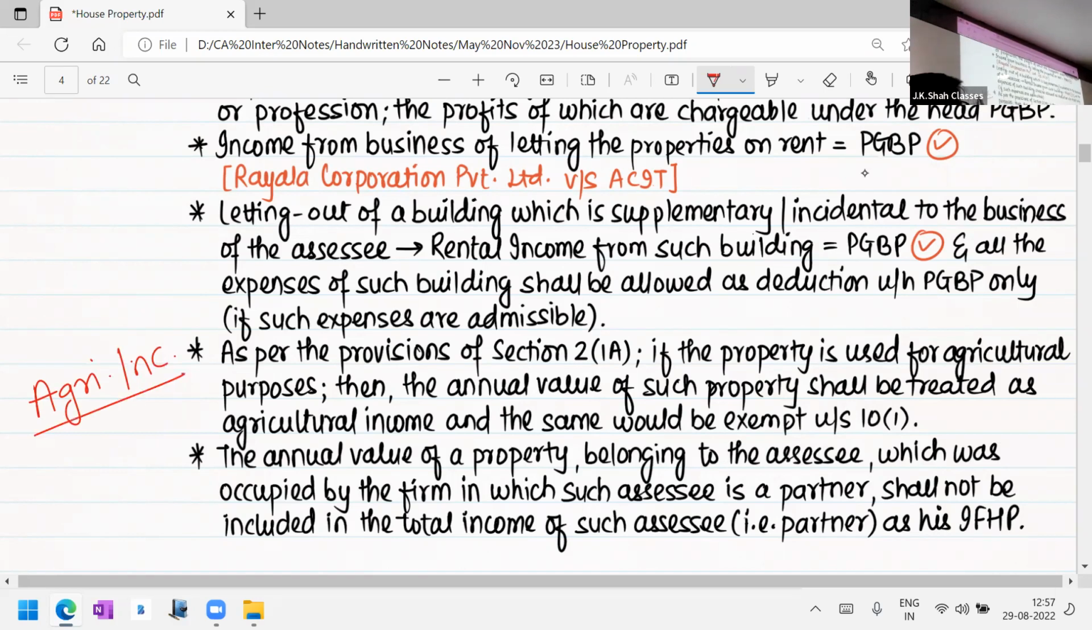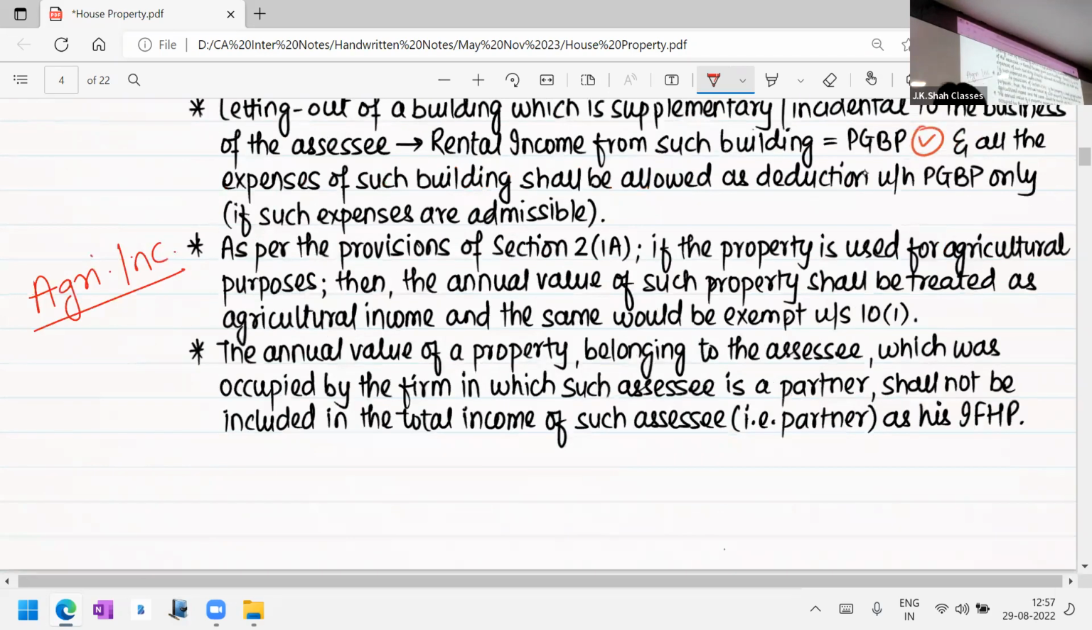Along with this agricultural income, I will discuss this point there only. Okay? Don't worry about this. Now, next is, are you a partner in a partnership firm?